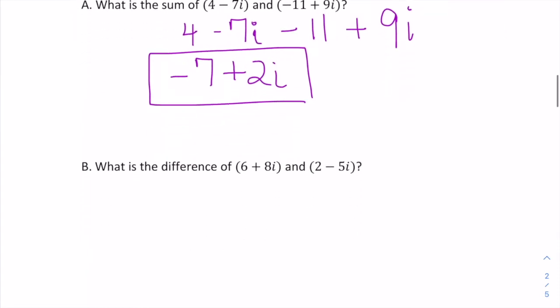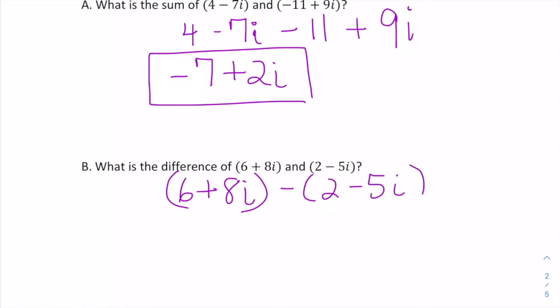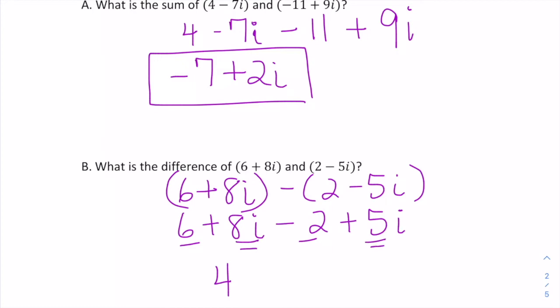For the difference, I'm going to make sure I distribute the negative, so it's going to be 6 plus 8i minus 2 minus 5i. So for here, I just need to make sure that I distribute this negative, and then I'm going to do the same thing, combine like terms. So real numbers go with real numbers, so 6 minus 2 would be 4. And then we have 8i plus 5i, which will be plus 13i.